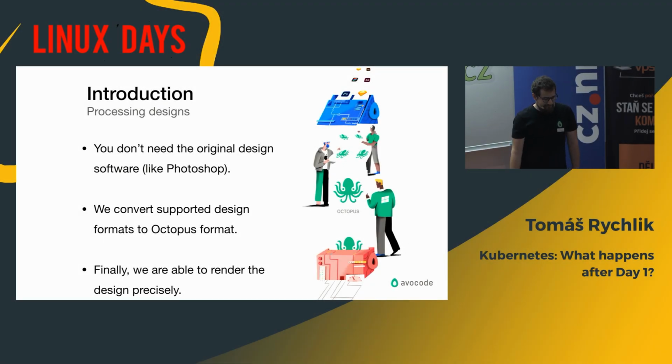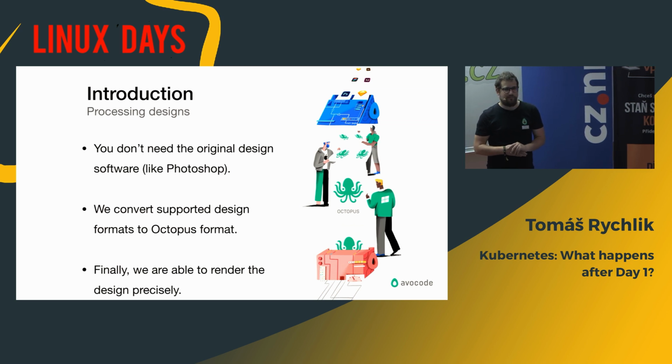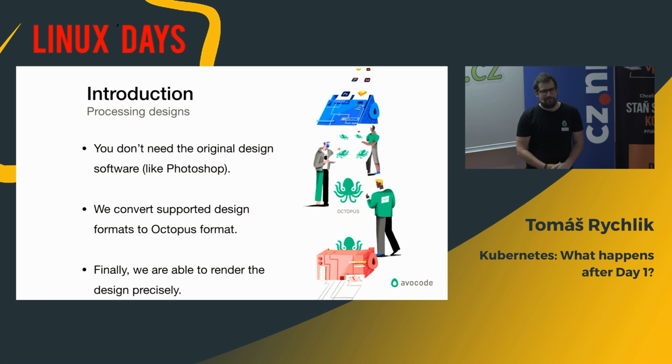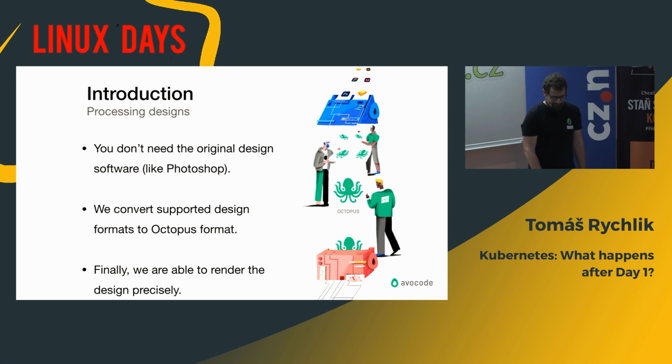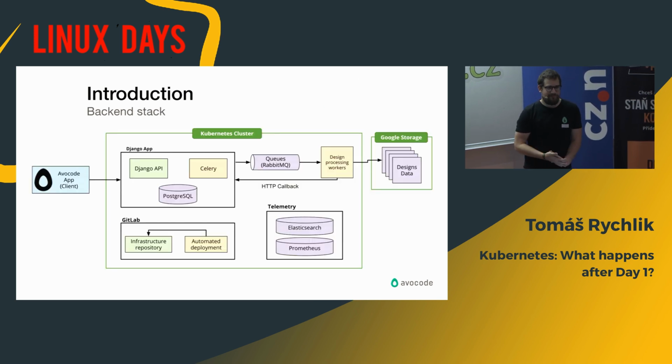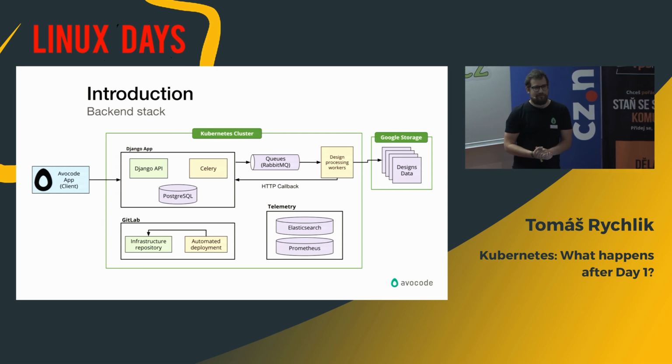Yeah, so we help teams to collaborate on designs, and you actually don't need design software like Photoshop to open designs in Avocode. We achieve this by building a technology that can convert all these supported formats to our own format. We call it Octopus. And we have also built a 2D rendering engine that can render these designs pretty precisely. So you can open the design and it appears very similar or usually the same as in the original design software. This requires a lot of various workload to be deployed on our servers.